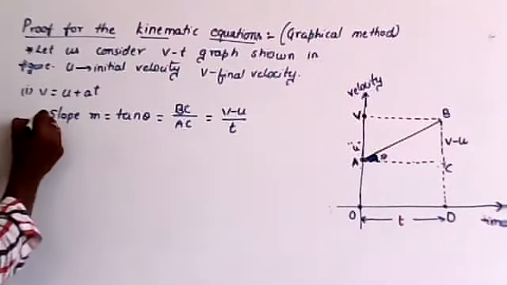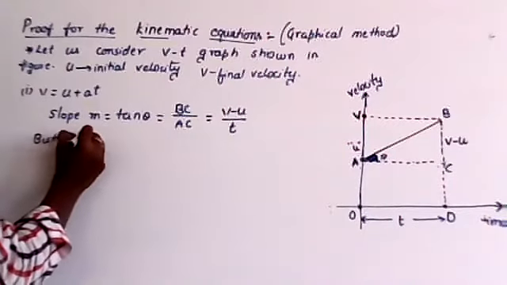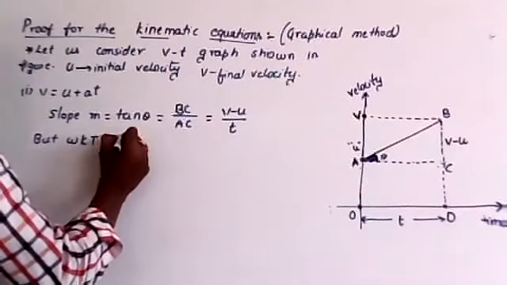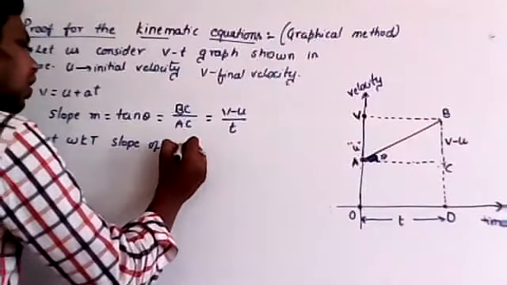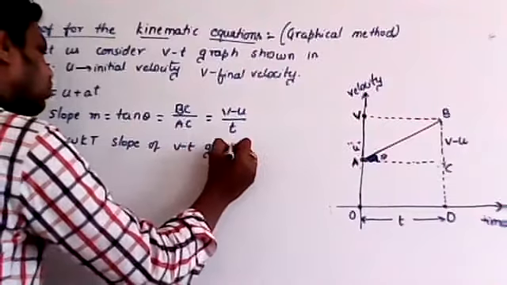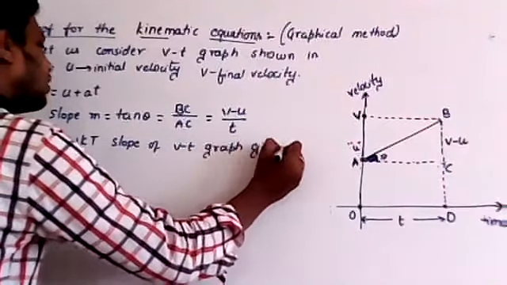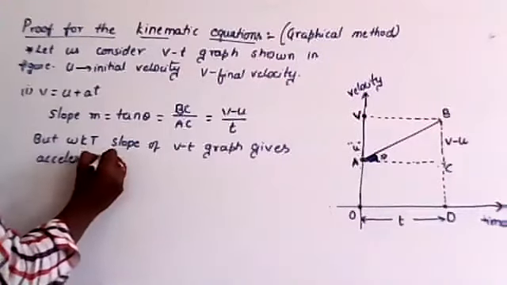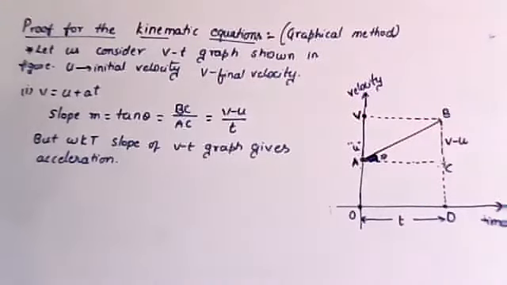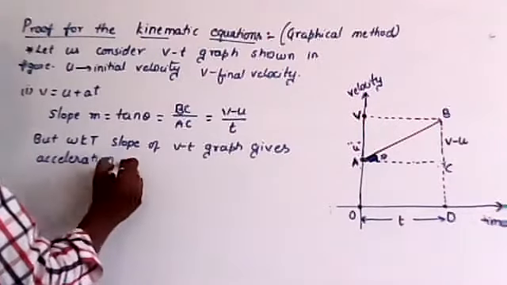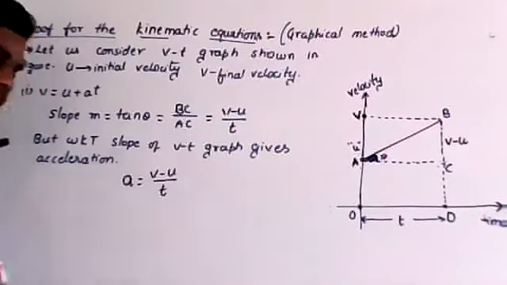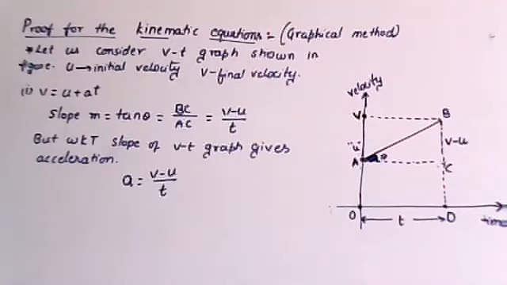But we know that the slope of a velocity time graph gives what? Acceleration. Now substitute that value, then acceleration a is equal to V minus U by t.